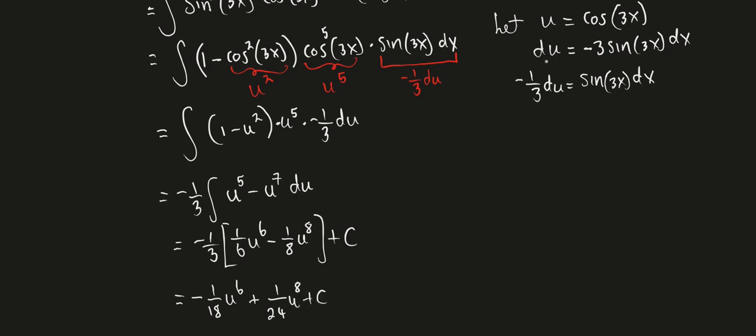And then for our final answer, wherever there's a u, go back and replace it with the cosine of 3x. So our final answer is negative 1/18 cosine of 3x to the 6th power, and then plus 1 over 24 cosine of 3x to the 8th power plus c. So there we go. We now have procedures for integrating different powers of sine or cosine.